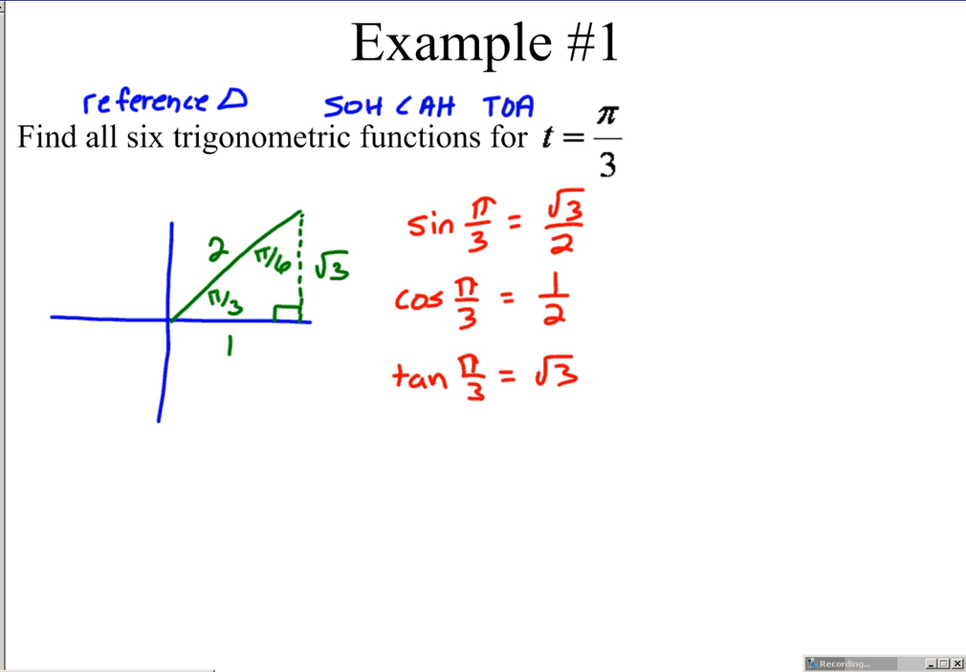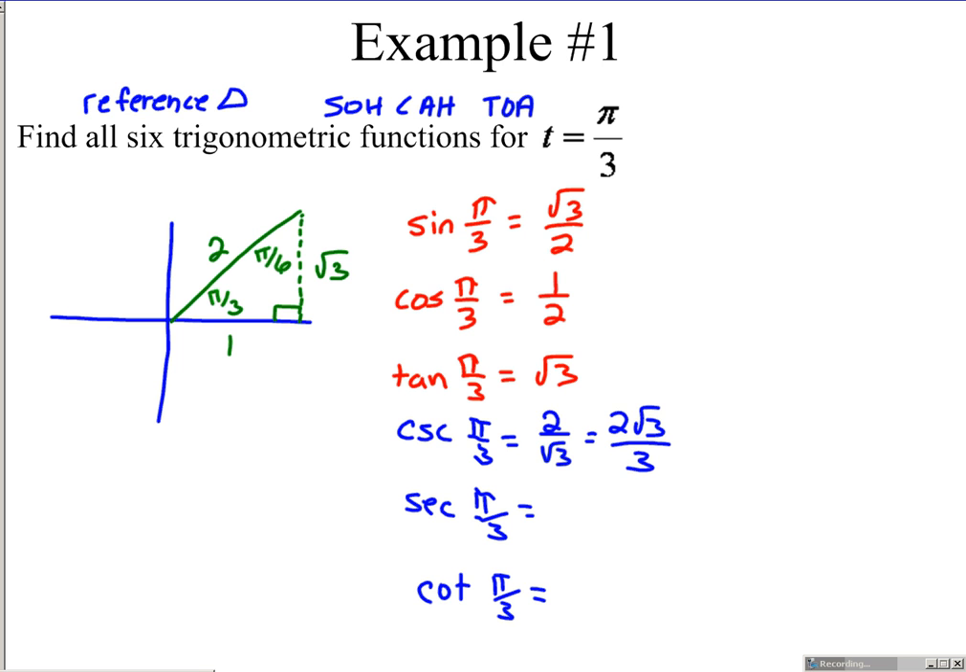Reciprocal identities. Cosecant, secant, and cotangent. Cosecant is the reciprocal of sine, so that's going to be 2 over root 3, or 2 root 3 over 3 when we rationalize. Secant is the reciprocal of cosine. If cosine is 1/2, then secant has to be 2. And cotangent is the reciprocal of tangent, so that's 1 over root 3. We get root 3 over 3.